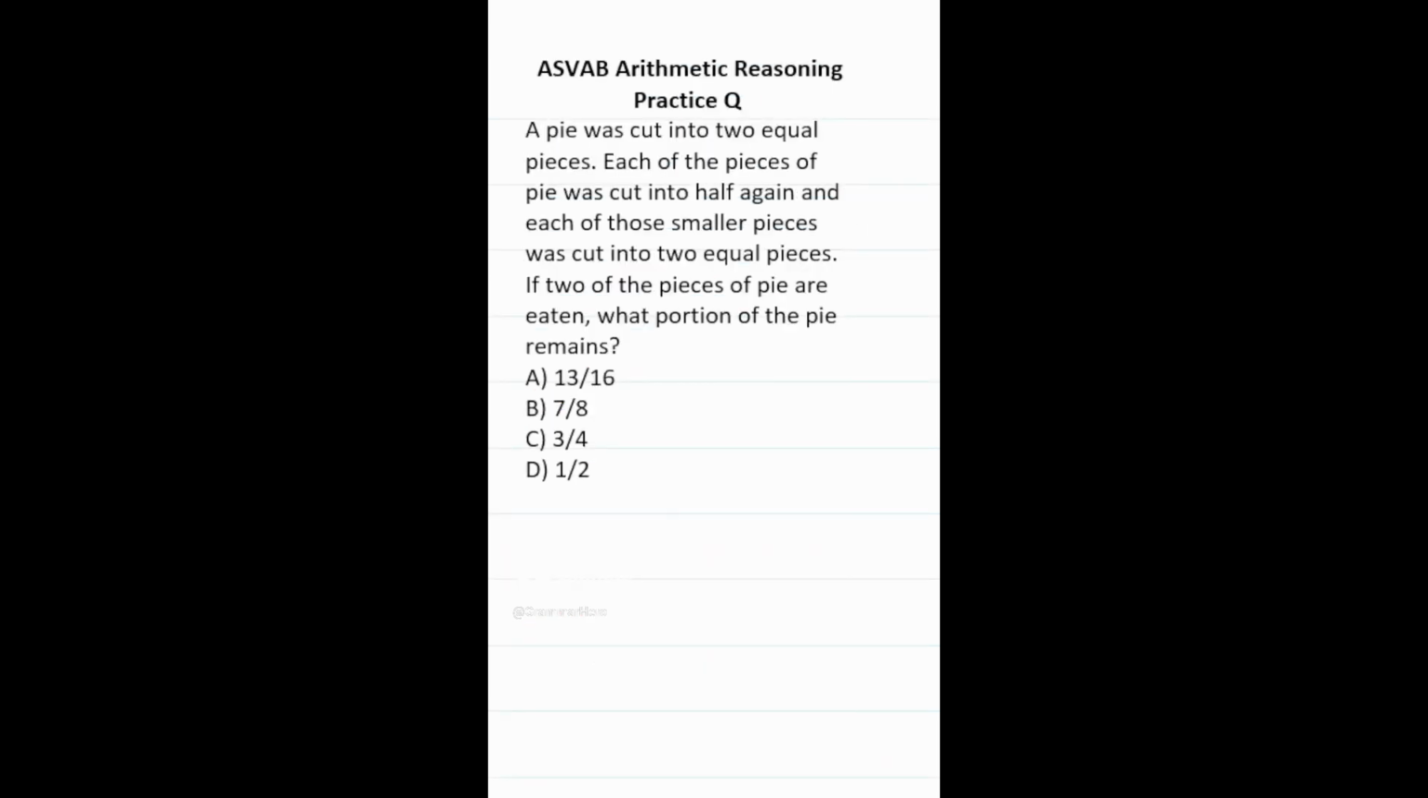For this arithmetic reasoning practice test question, we're told that we have a pie, which I'm going to represent with a circle right here. We're told that the pie is cut in half, creating halves, of course. Then it's cut in half again, creating quarters. Then those quarters are cut in half again, and in doing so, we create eighths. In other words, each of these slices represents 1/8 of the total pie.